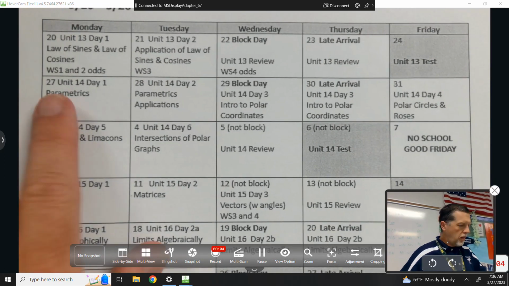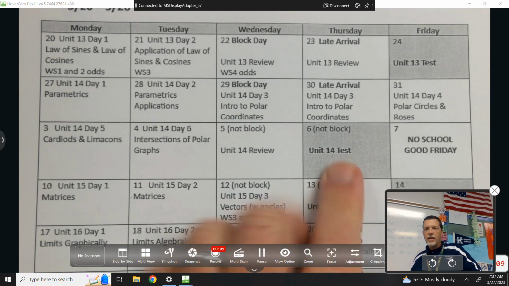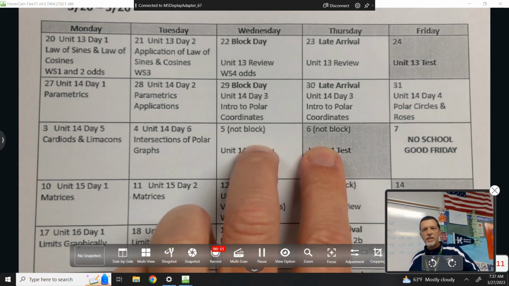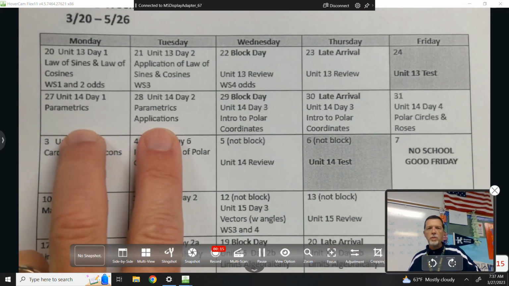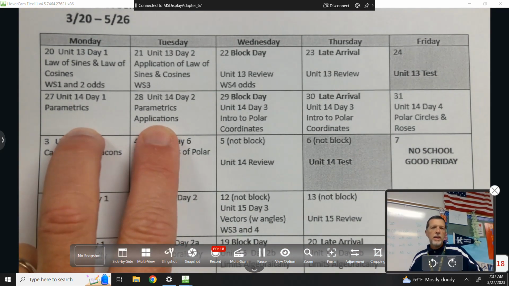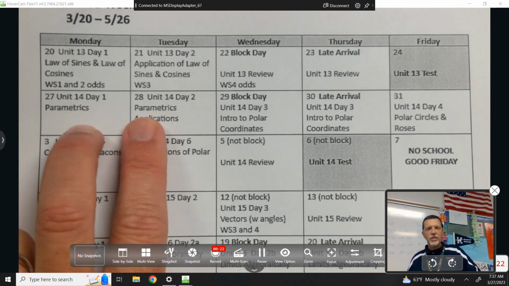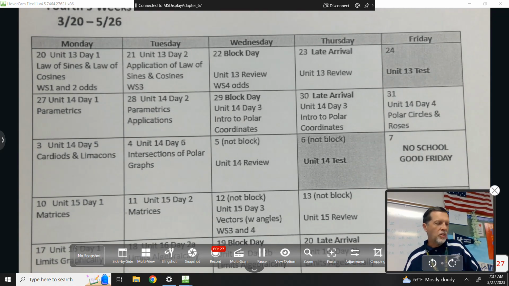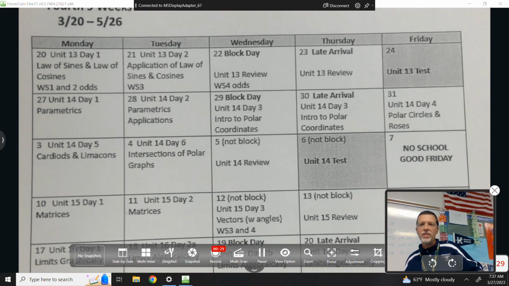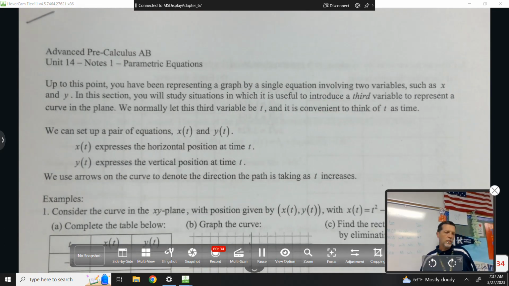So today's Monday, March 27th. Next test is next Thursday. We do have block day this week, but not block day next week. And it's fill in the blank notes, so those will be posted if you don't already have them. Two days on parametrics, which is completely new, but also not difficult. And then a bunch of days on polar, which is kind of new and a little bit more difficult. So it's a different unit than most of the previous ones, just because it is very new.